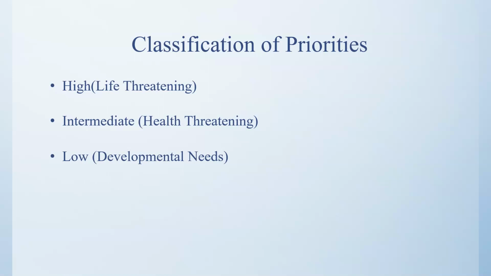Second one could be intermediate, or we could say that it could be health threatening, maybe wherein a client or the patient requires a continuity of care, maybe a particular medication or the diagnostic tests. Then the third one, that is the low, wherein we can talk about the developmental needs. These needs can be attended to during the later phase. Maybe if a patient is unaware about a particular health aspect, the health education can be given during the later stage. So that will have a lower priority.